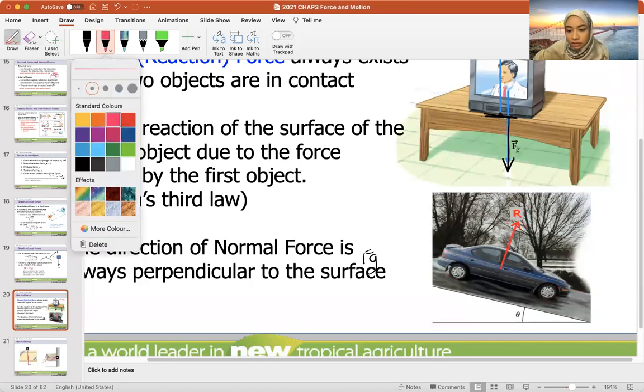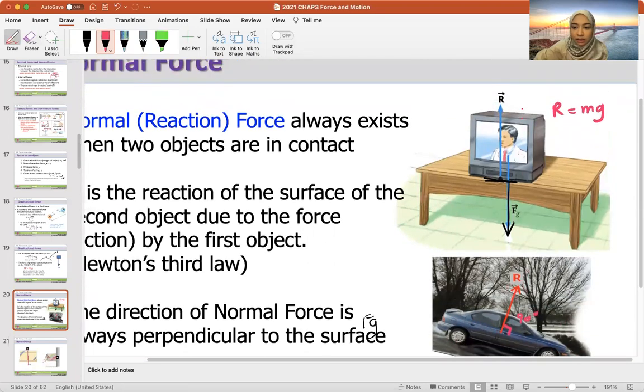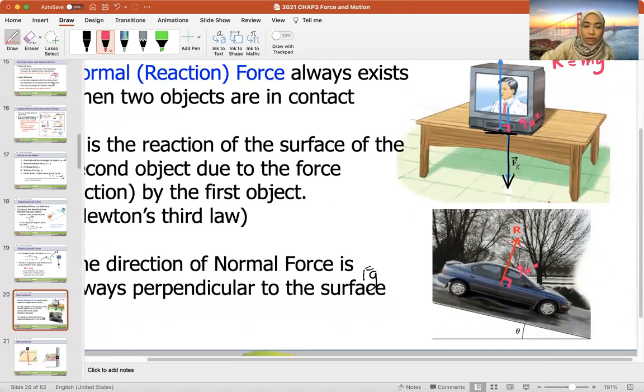So we have the reaction force. Reaction force ni selalunya akan 90 degrees to the surface. Kita tengok tadi TV tadi, 90 degrees to the surface. Always perpendicular. Sebab tu nama dia normal lah. Normal is 90 degrees. So where is this guy punya opposite force, right? To balance it out. Ada.